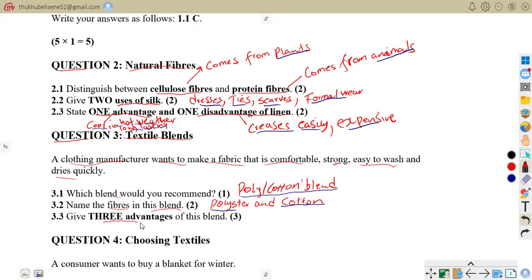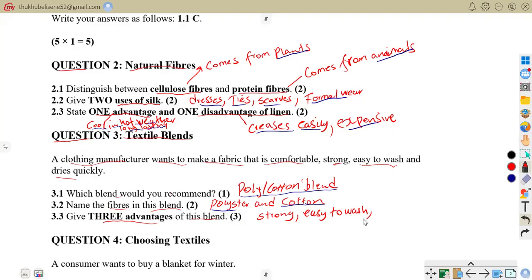3.3, give 3 advantages of this blend. The poly-cotton blend. So what are the advantages? The first one is that it is strong. Polyester improves the strength of the fabric. Also, it is easy to wash. It does not require difficult care.